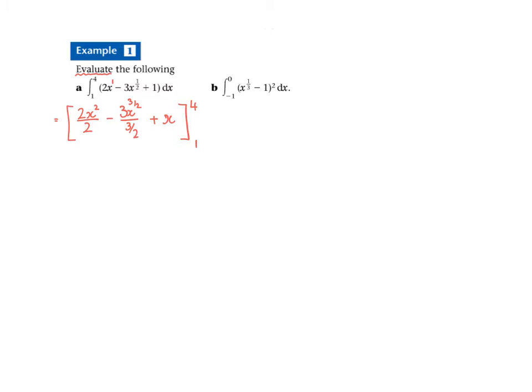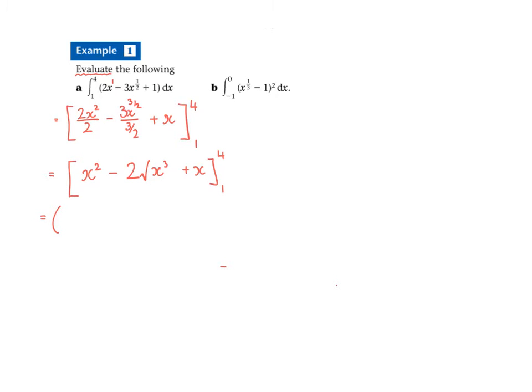Now I'd be tempted to tidy that up a little bit and also put in root signs, because otherwise it's going to be a little bit tricky. So we can use our calculators as well. So we get x squared minus 2 times the square root of x cubed plus x, and that's in between 1 and 4. So what does it look like?